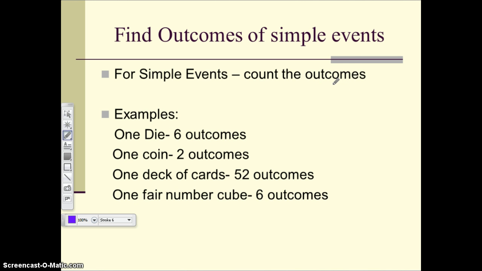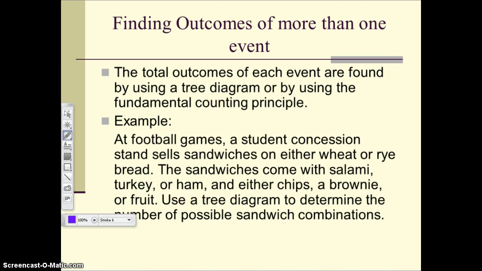Now, for simple events, we just need to count the outcome. I gave the example of rolling a die. There are 6 possible outcomes. If we're flipping a coin, there's 2 outcomes, a heads or a tail. For a deck of cards, there are 52 outcomes because there's 52 different cards. Now, not all probability is simple, straightforward like rolling a die or flipping a spinner. Sometimes there are multiple events, and to be able to calculate the probability of those is a little tricky.